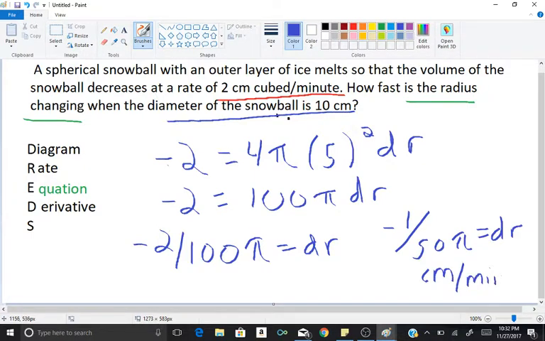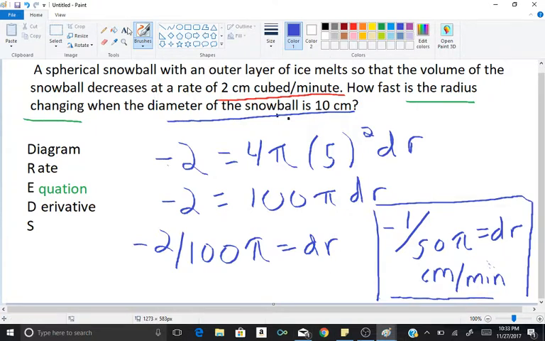It's just centimeters. It's not squared because we're not dealing with area, and it's not cubed because we're not dealing with volume. So that's going to be our final answer there. And so what that means is that when the diameter of the snowball is 10 centimeters long, the radius is changing at a rate of negative 1 over 50 pi.